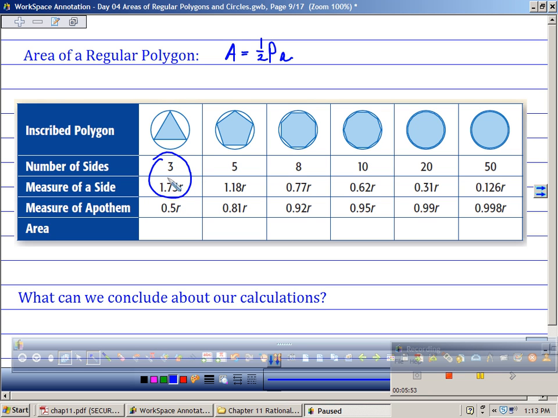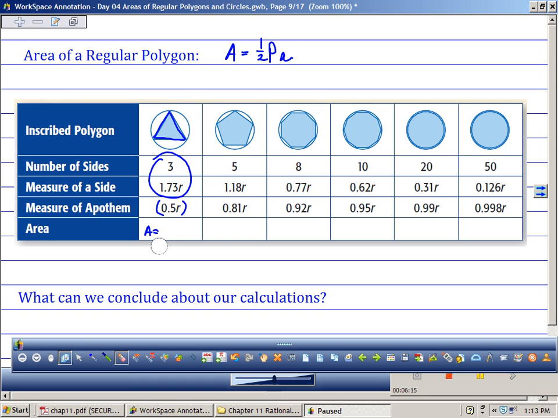What? Not the area, the perimeter, right? That would give me the perimeter all the way around this figure. And then if I multiply it by the apothem, I would get the area. Correct? That's what this formula right here tells me.